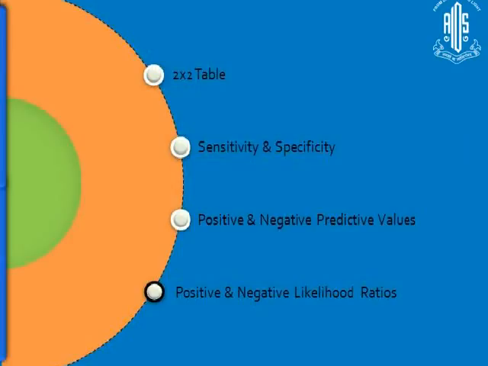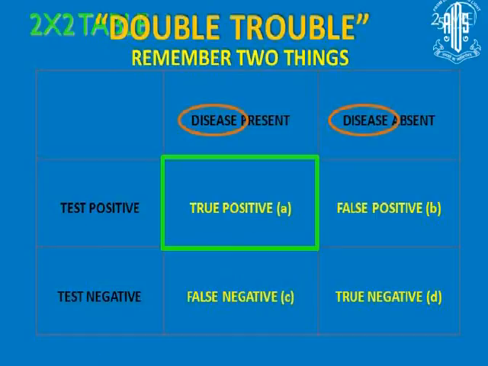Before we go on to that, there are some things we need to understand. What is a 2x2 table? What are sensitivity and specificity, and positive and negative predictive values? This table is the crux of all we'll be dealing with, something we had earlier read in our PSM classes and later on. So when we talk about a test, it can be positive or negative. We are evaluating a disease over here.